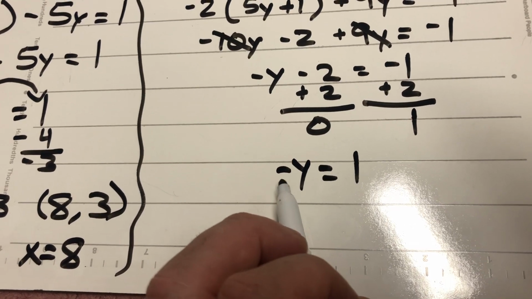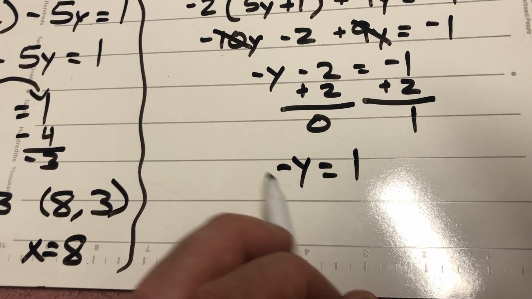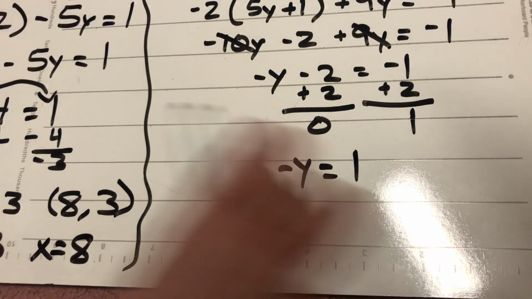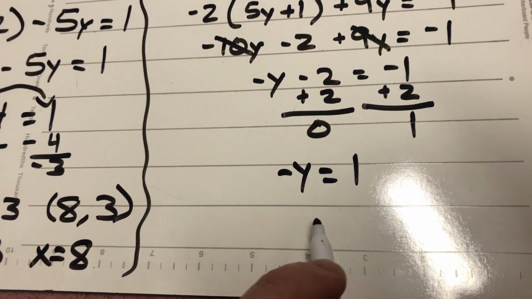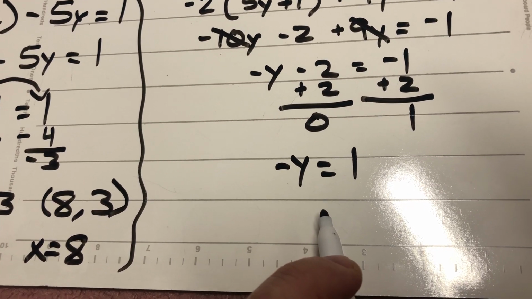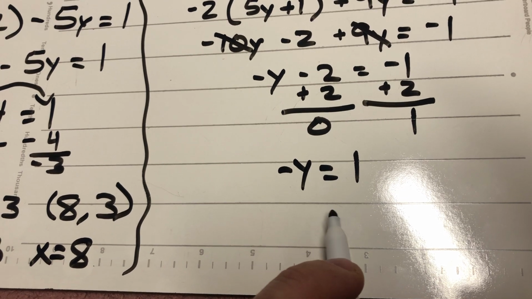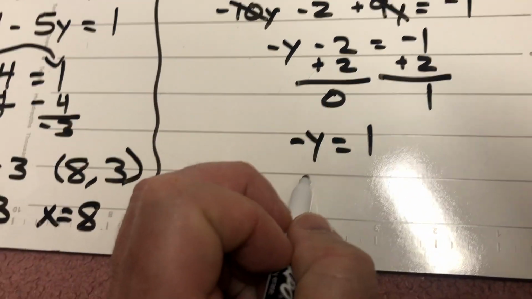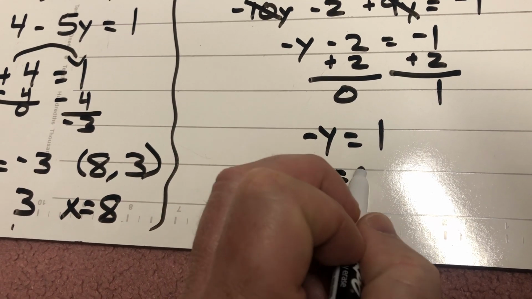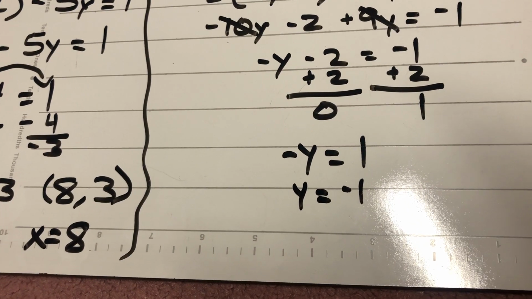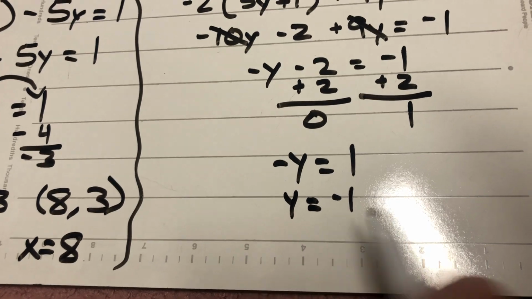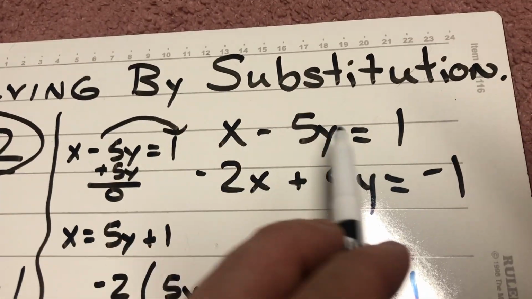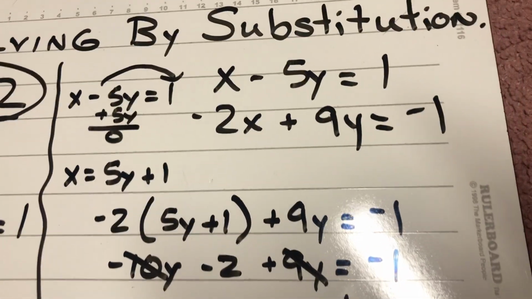Well, I want to get rid of the negative. So essentially what I'm doing here, I can either say I'm dividing by -1 or multiplying by -1, either way, but I'm changing the sign, okay? So essentially this is going to become y equals -1. Now I want to take y equals -1 and plug it into this equation.